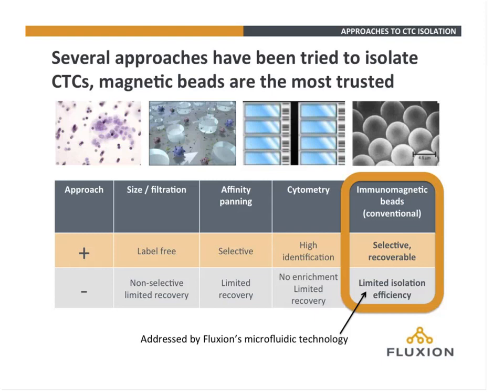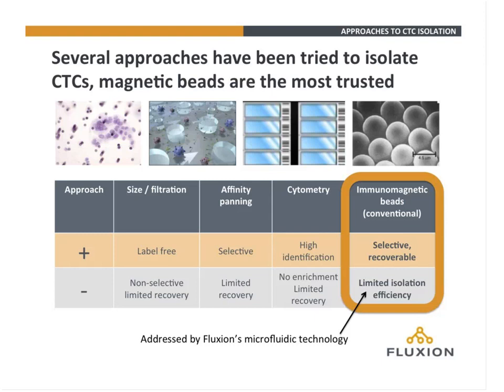With size-based separation, we felt this was just too limiting of a selection criteria, and as well, it was difficult to retrieve the cells post-collection. And these other approaches, which include affinity panning and scanning cytometry, also face similar limitations with either enrichment or recovery. Immunomagnetic enrichment, whether you're referring to a platform like the CellSearch system or traditional magnetic bead isolation, typically has limitations on sensitivity or efficiency of rare cell isolation.